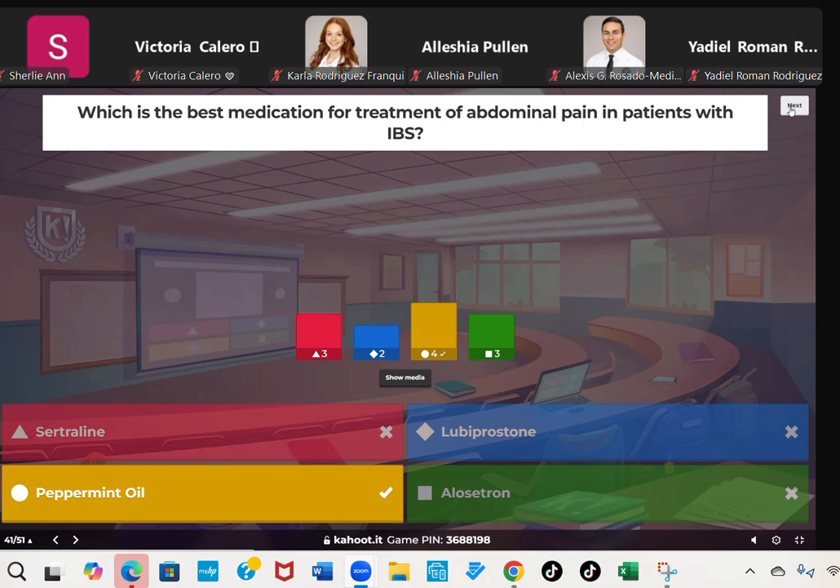Usually we go with the antispasmodics, which are the one that starts with an H that I can't say without reading it. Hyoscyamine, and then dicyclomine, and then peppermint oil. Peppermint oil is not prescription. It is an over-the-counter that is very recommended by GI doctors, so it could be cost prohibitive for patients to get. Lubiprostone and alosetron are for the diarrhea and constipation predominant, not the pain.